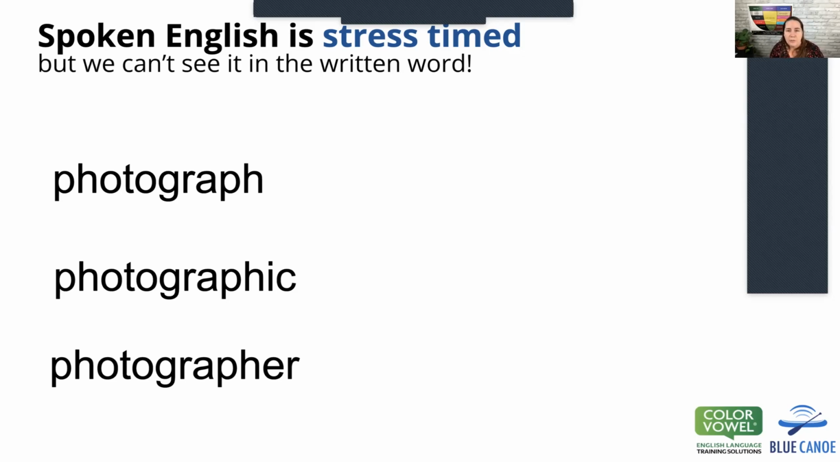And if a learner were being logical, they might say, well, okay, I know this word, photograph. So I will say photographic and photographer. And yet that's not going to get them all the way to where they need to be in terms of speaking. There's another piece of information they need. They need to know where the stress is. So where's the stress in photograph?